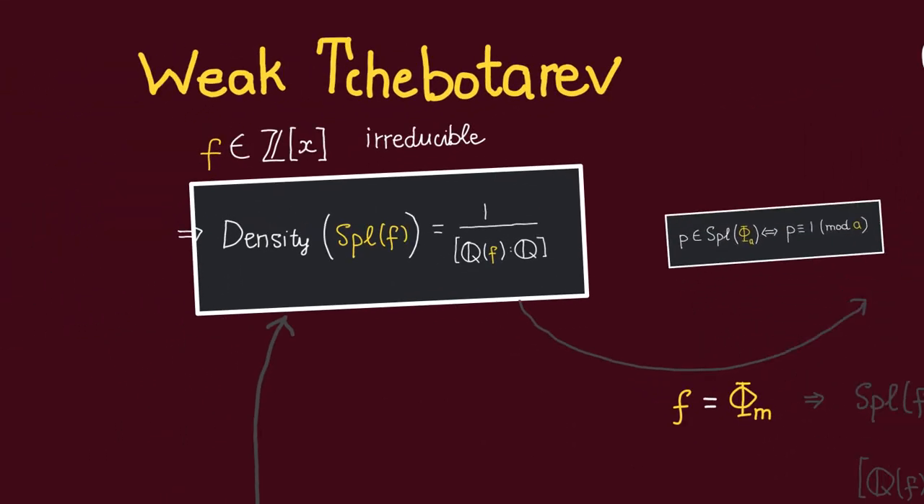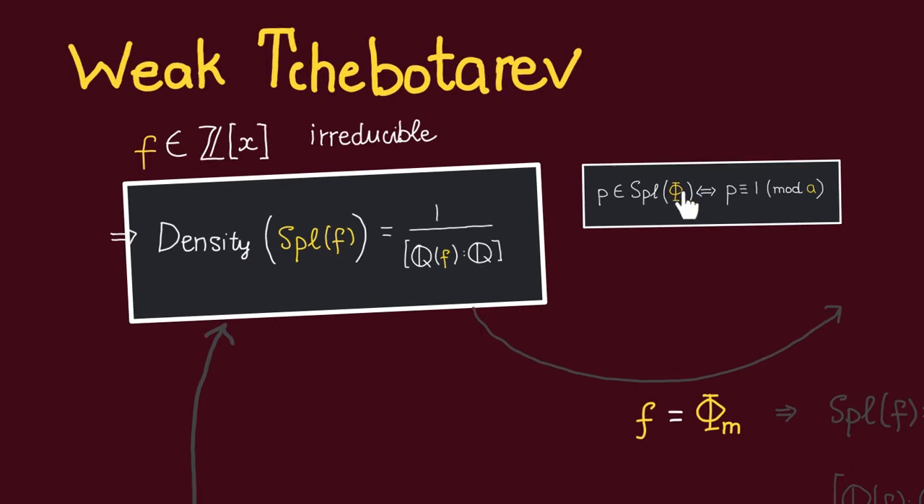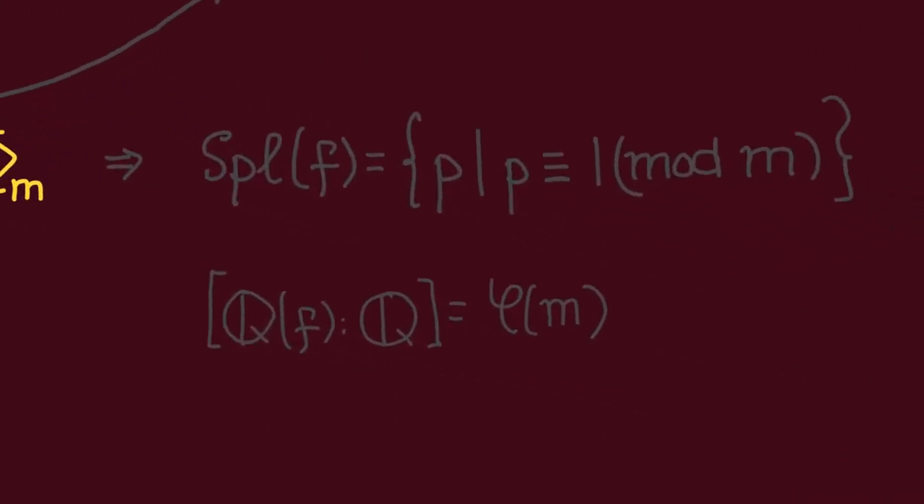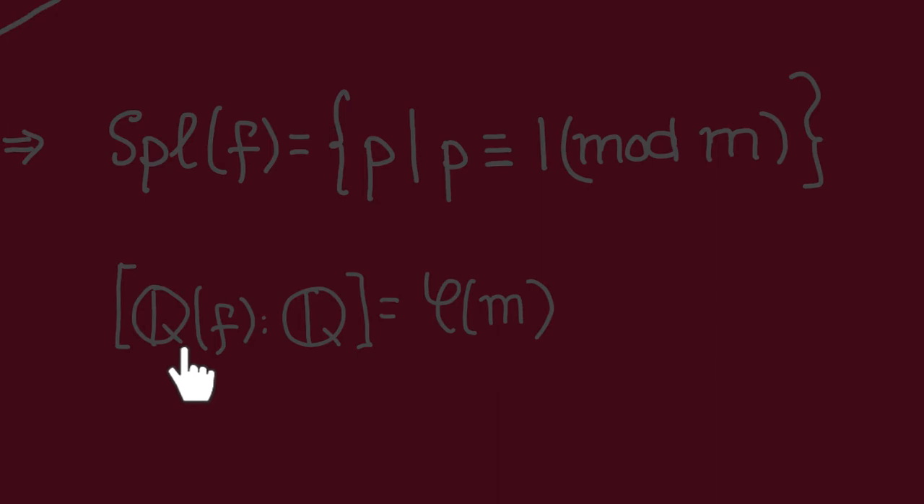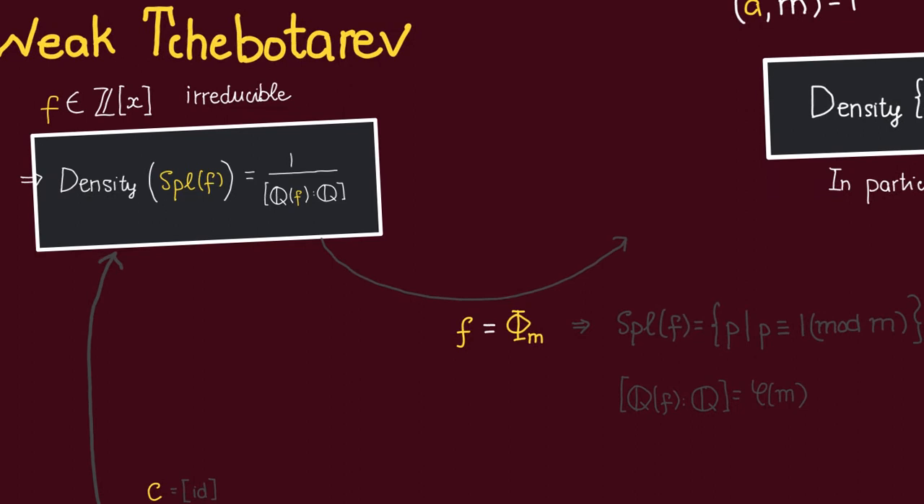Now, how is this a consequence of the weak Chebotarev theorem? For this, we need to remember our discussion about splitting of the cyclotomic polynomial. Remember that the mth cyclotomic polynomial splits mod p if and only if p is congruent to 1 mod m. So now, if we let this F be the mth cyclotomic polynomial, then split F is just going to be the set of primes congruent to 1 mod m, and the splitting field of F over Q is just going to be the mth cyclotomic field. So this extension is just going to have degree phi(m). And thus in this case, what the weak Chebotarev tells us is that the density of the set of primes congruent to 1 mod m is just going to be equal to 1 over phi(m).